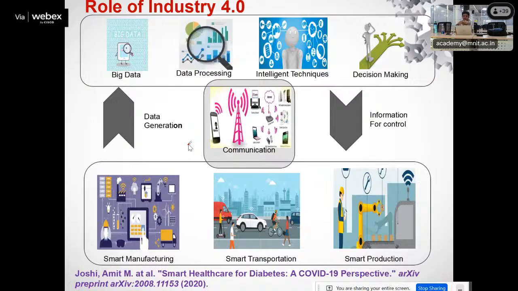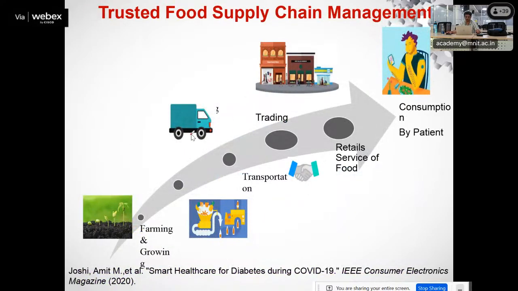Now with Industry 4.0, I can forecast the exact requirement of individual resources according to whatever crisis condition arrives. According to that, I can go for some sort of smart manufacturing and smart transportation, through which a particular resource can reach a desired location whenever it is required. So Industry 4.0 will play a very important role in the healthcare domain.